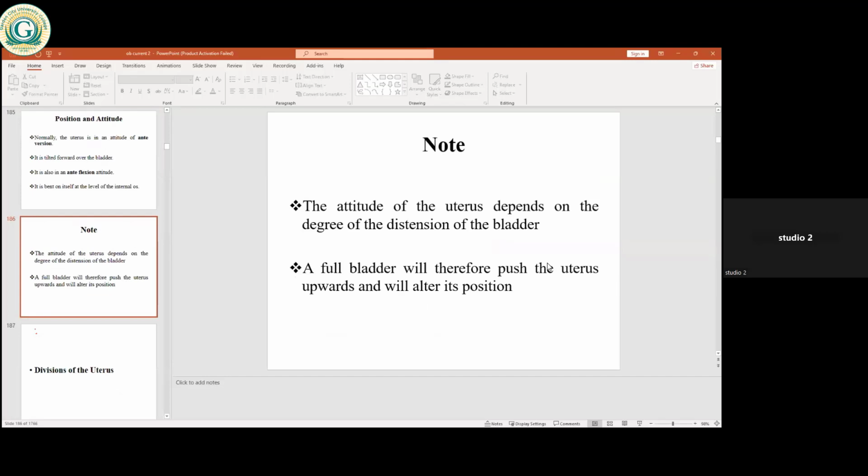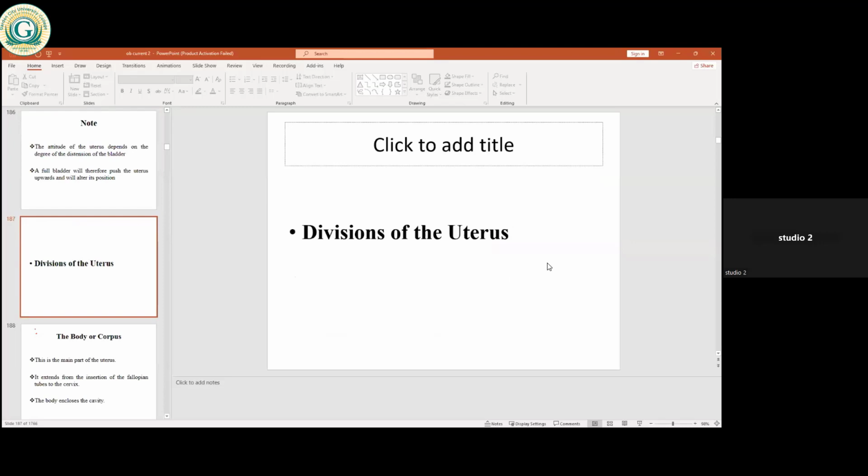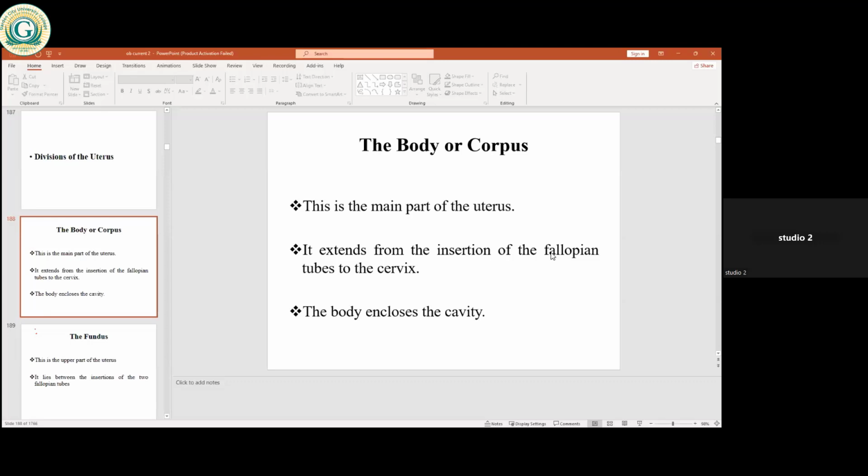Now, we are going to divide this uterus into various sections. When we come to labor, you will see that each part of the uterus plays a very important role. They are all one uterus, but because of the specific functions, the uterus is divided into areas. We start with the body of the uterus, which we call the corpus. This is the main part of the uterus, and it extends from the insertion of the fallopian tubes to the cervix.